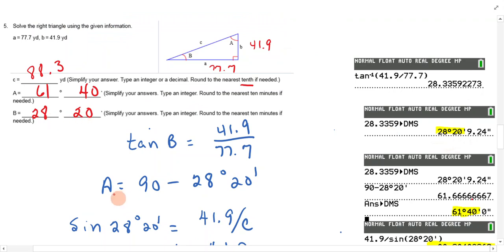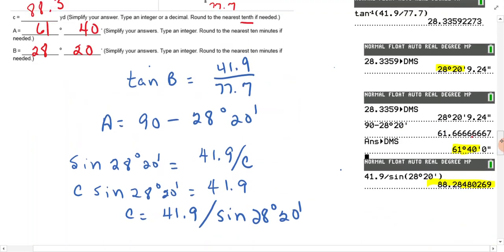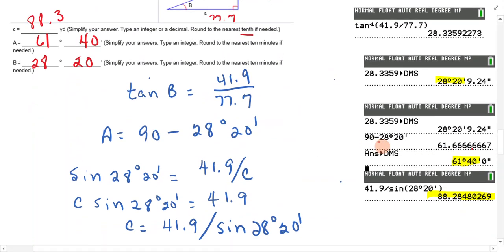Then I said, well, angle A then has to be 90 minus that. And I did that in the calculator. I've done it by hand on here, but I showed you how to do it on the calculator. 90 minus 28 degrees, 20 minutes. Use your second apps to get that. You get 61.666, a bunch of 6's and a 7. But you want to change it into degrees, minutes, seconds. You get 61°40'. So that went here.